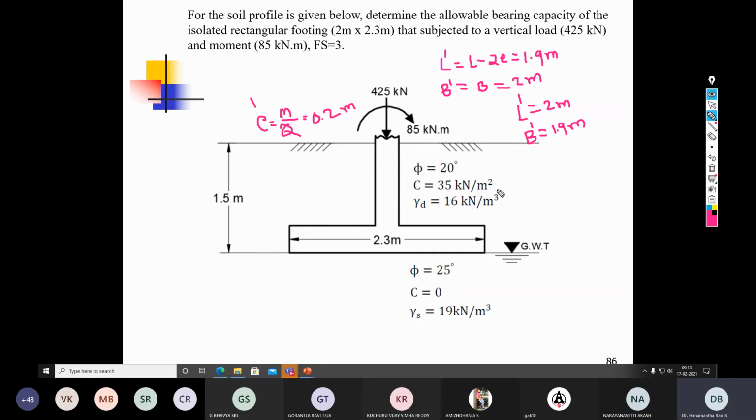You need to determine all the shape factors, depth factors and inclination factors. Anyhow, the load is axial, so all the inclination factors will become unity.